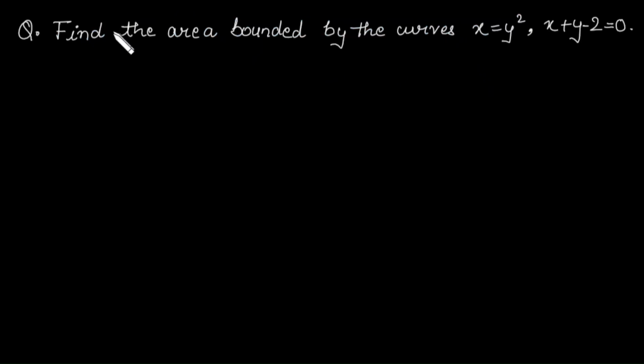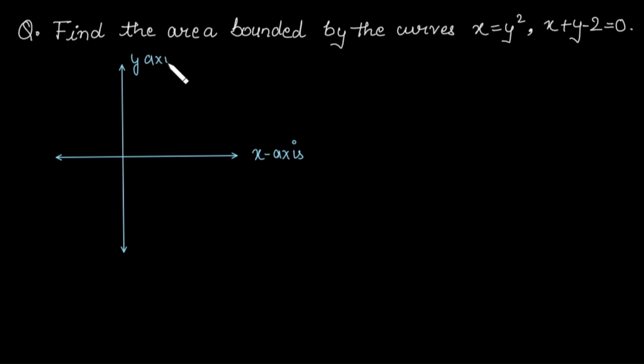The first example is: find the area bounded by the curve x is equal to y square and x plus y minus 2 is equal to 0. In order to find the area bounded by these curves, first we need to identify what exactly the region in this case is. Suppose this is the x-axis and this is the y-axis. This point is the origin. First curve is x is equal to y square.